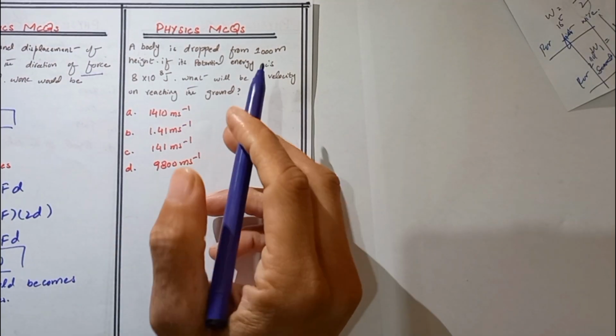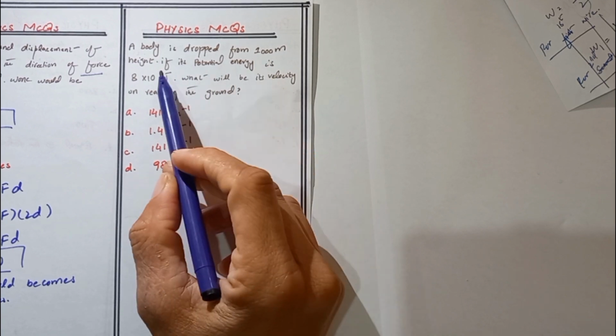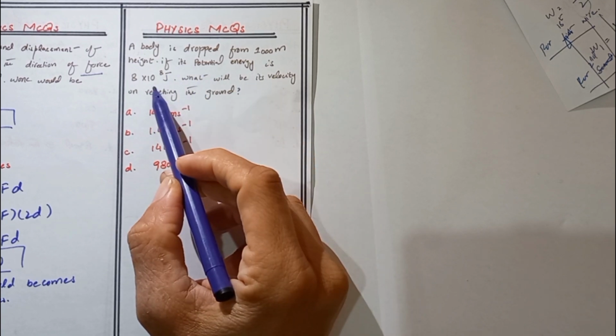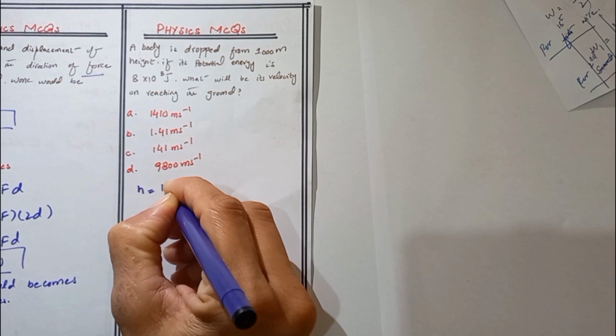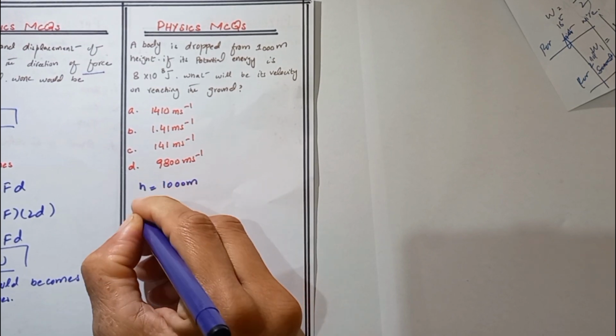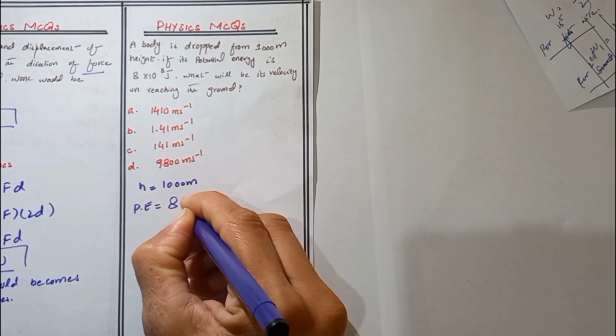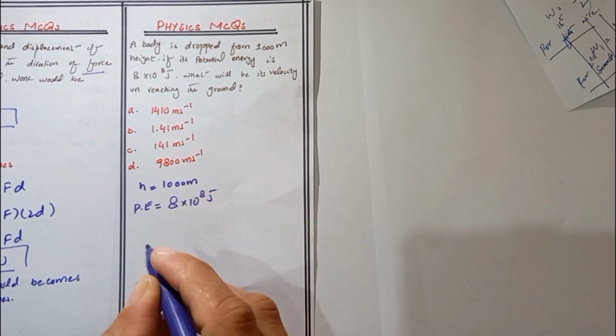Now we discuss another MCQ. A body is dropped from 1000 meter height. If the potential energy is 8 into 10 to the power 2 joule, what will be its velocity reaching the ground? Height is given 1000 meter. Potential energy is equal to 8 into 10 to the power 2 joule.